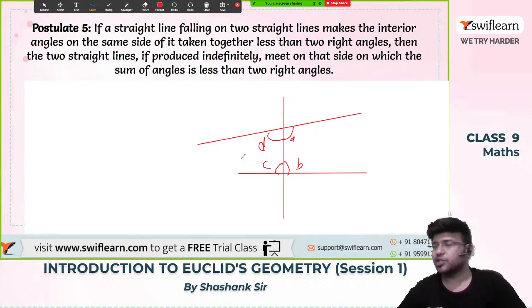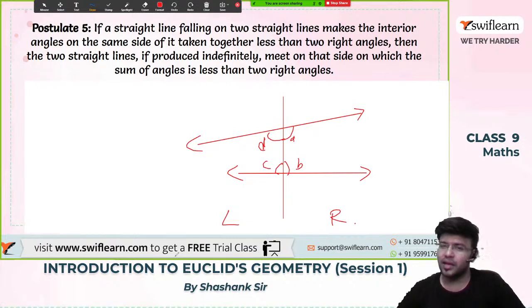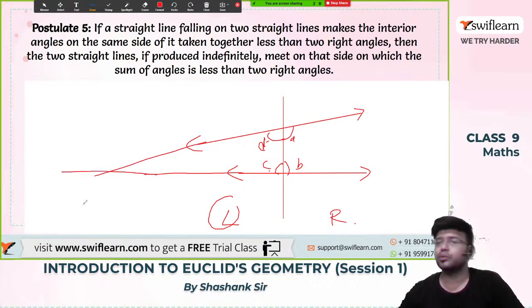Can you comment in the chat? Are these two lines, when produced, going to meet on the left side or the right side? Can you comment in the chat, students? Are they going to meet on the right side or on the left side? कहाँ पे? Because angle D plus C is less than 180 degrees, they are going to meet on the left side when they are extended or produced.